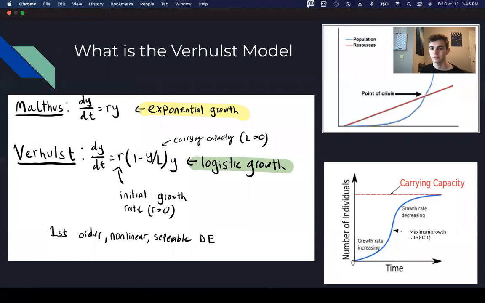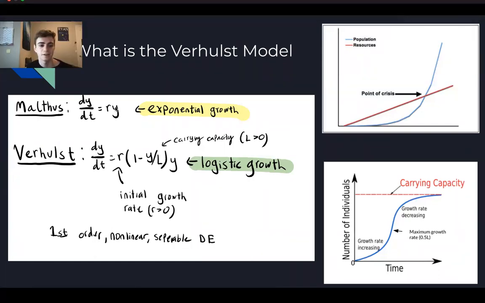In order to understand the Verhulst model, we first have to understand the Malthus model, and that is given by the equation dy/dt equals ry, and this is an exponential growth. In order to see this, I have a graph on the right side where the blue is the population and the red line is the amount of resources. And so we have a point of crisis here.